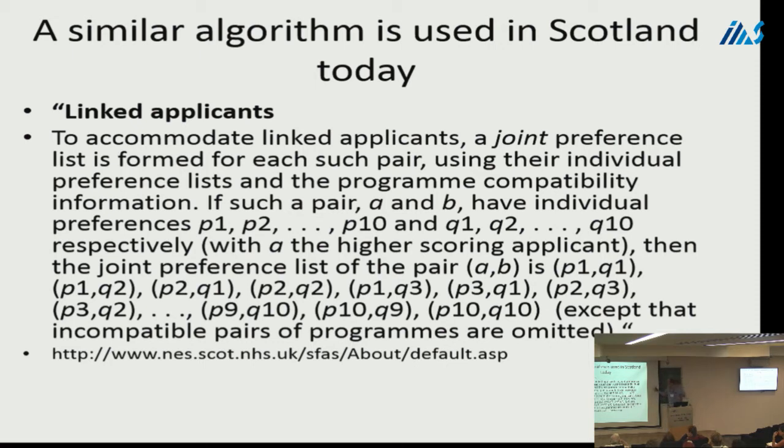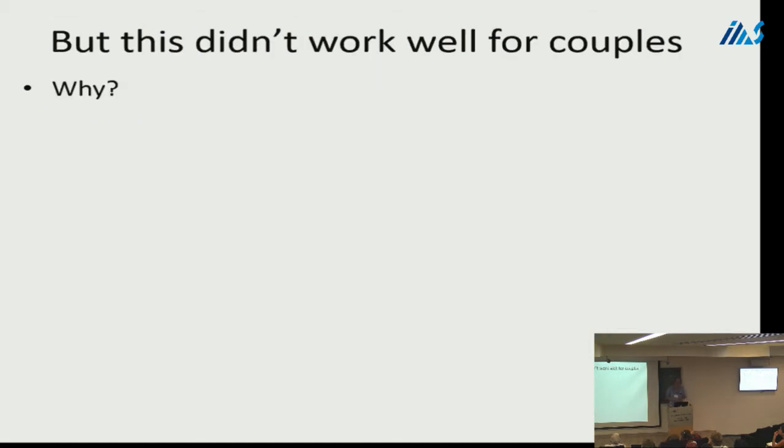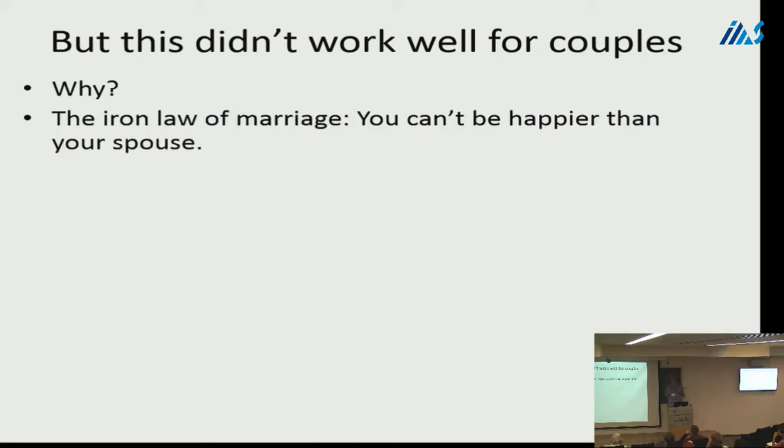Let me just say about Scotland that they're doing something very similar. They ask for individual lists. They have a way of combining them, and they determine which communities are commutable and which aren't. So this can't be good for the Scots any more than it was good for the Americans. Let's think why it doesn't work well, right? The problem with both these algorithms is they ask the couples to coordinate, but they ask them for lists in a language that says, what's your first choice? What's your second choice? Just as if you were a single person. Well, so the iron law of marriage is that you can't be happier than your spouse.